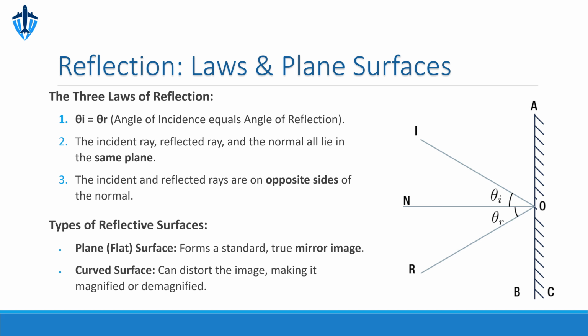When light reflects off a curve, the laws of reflection still apply at every single point, but the overall effect is different. The curvature causes the reflected light rays to converge or diverge, which can magnify or shrink the image you see. This leads us to the two main kinds of curved mirrors used in practical applications.